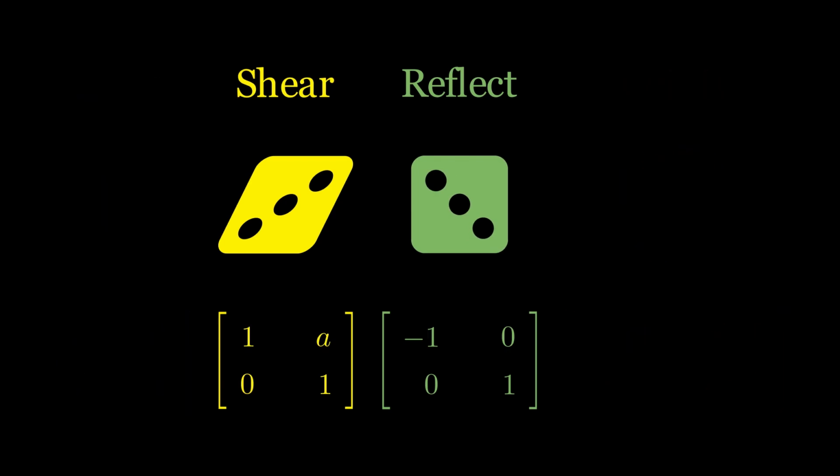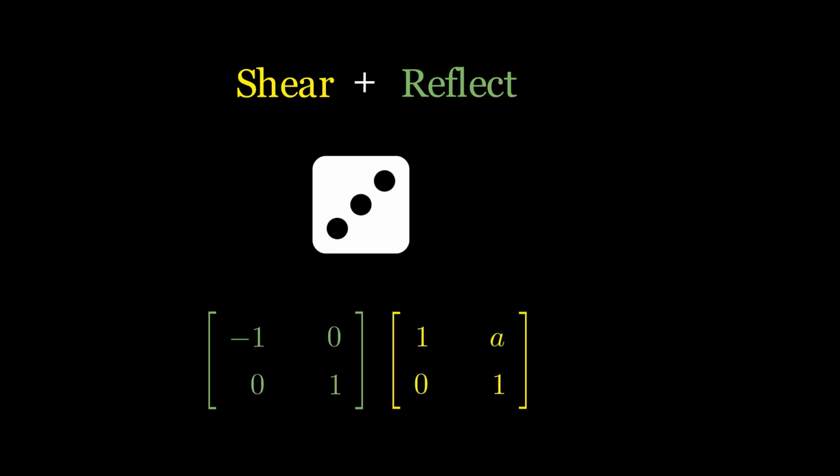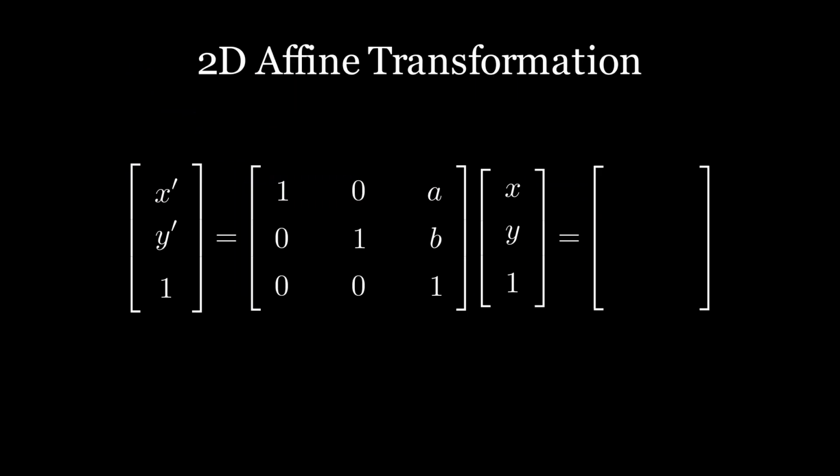We can combine transformations by multiplying the transformation matrices together from right to left. For example, we can shear and reflect an image in one operation. One thing that a 2x2 transformation matrix cannot do is translation. If we want to move an image across the screen, we need to use something called a 2D affine transformation.